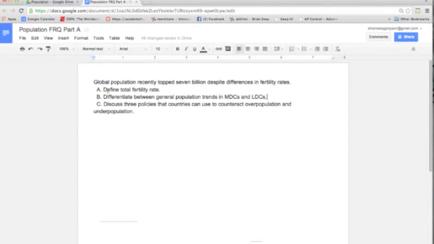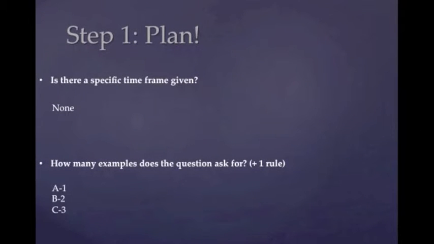So remember that we are always going to have at least one example. Even if there is none given, we want at least one. So part A is going to have 1. Part B is going to have 2 because it wants MDCs and LDCs. So you should have an example for both. And then part C is going to have 3. So if we go back to our PowerPoint, there we have part A is 1, part B is 2, part C is 3. So at this point, you're going to need to account for 6 specific examples for this question.